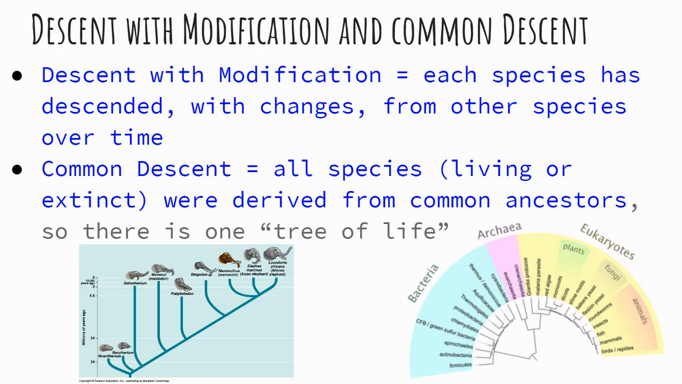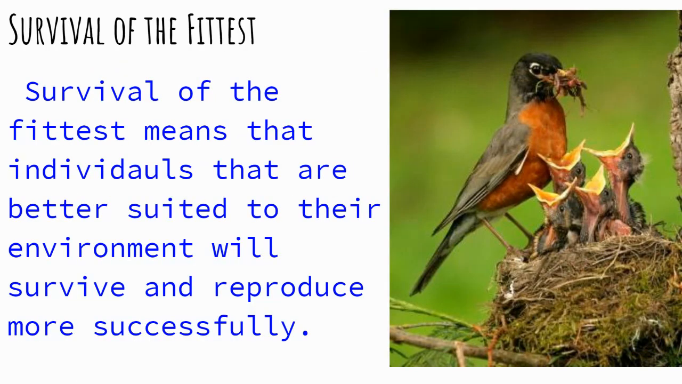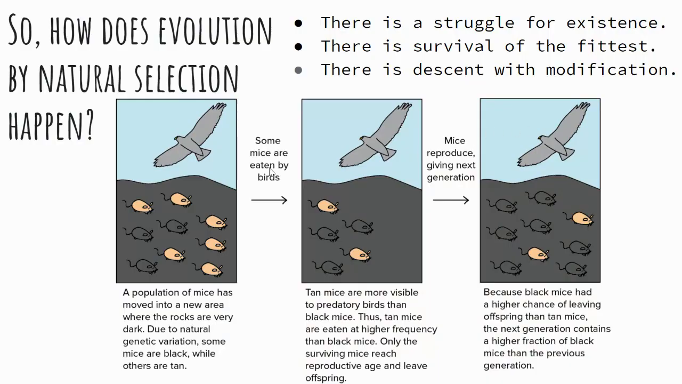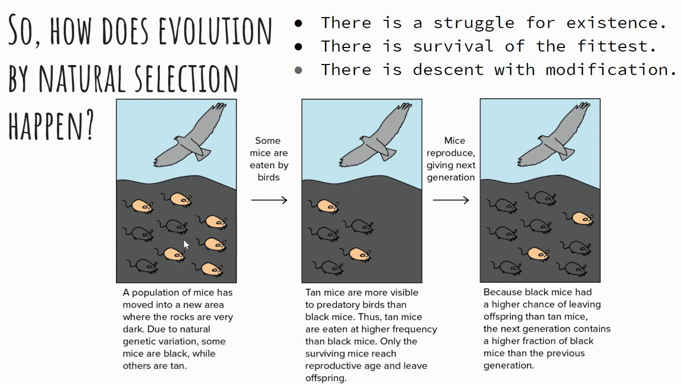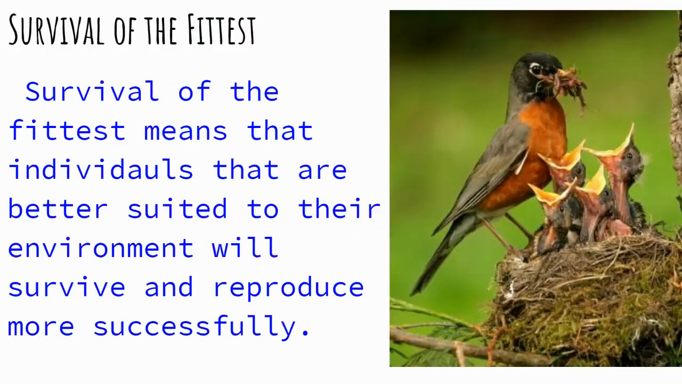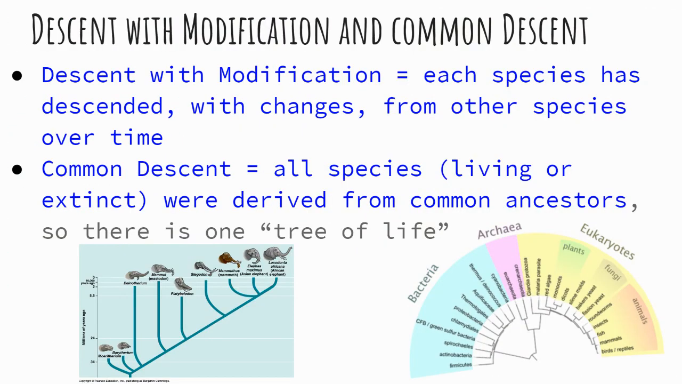Descent with modification basically means that each species has changed over time from other species. So if we're looking back at this mouse example, originally this species contained both gray and tan mice about equally, even possibly more tan mice. But over a long period of time, through descent with modification, the gray mice became more prevalent in this species, and the species changed as a whole to reflect that the gray mice were more able to survive. So, descent with modification: each species has descended with changes from other species over time. They didn't just pop out of nowhere.